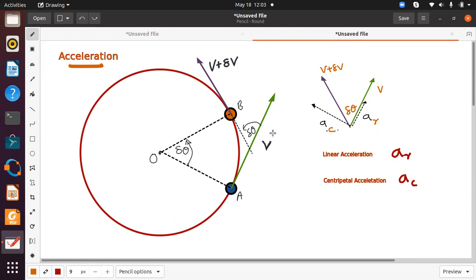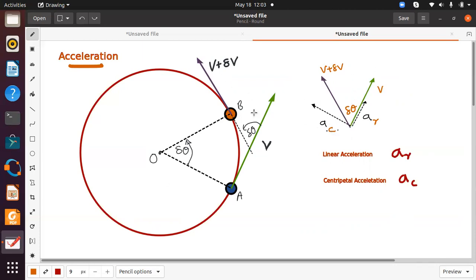Now we're going to calculate the acceleration in two directions. That means the direction towards the center, and the direction that is tangential to this circular path. So I have made a small sketch here.